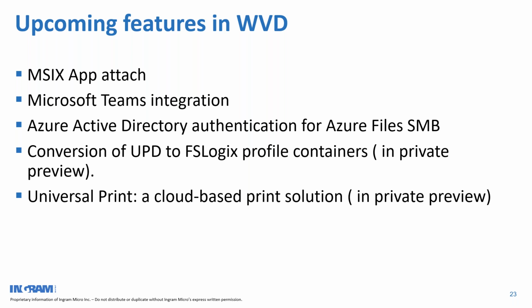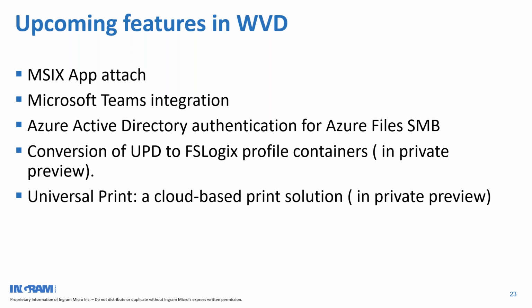This will make your migration path much simpler and easier, so that when you move your on-prem RDS infrastructure to Azure, you are not only moving the servers, you have the option to convert on the fly the user profile disk to containers. And the last option is Universal Print.